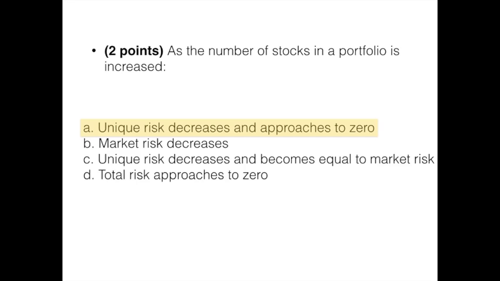Market risk does not decrease. Market risk is market risk. Unique risk decreases, this is true, and becomes equal to market risk. This is not really true. It does not, unique risk goes away completely. Your total portfolio risk does approach market risk, but unique, idiosyncratic, firm-specific risk goes to zero. And total risk approaches zero is obviously not correct. A portfolio of any risk at best will be equal to the market risk.